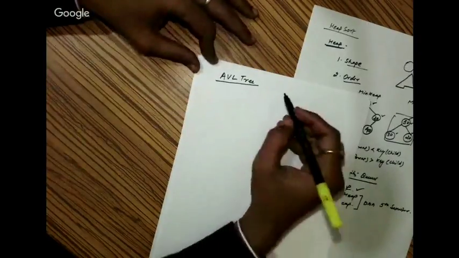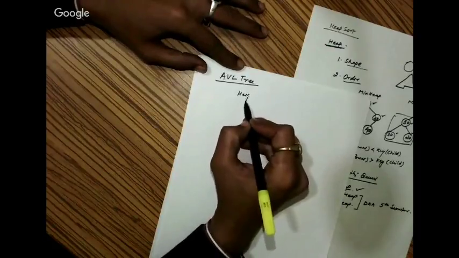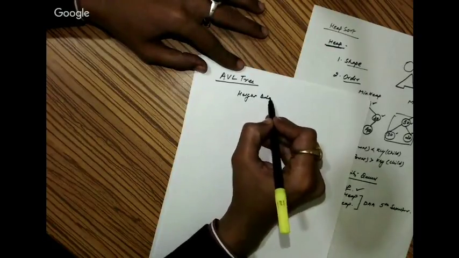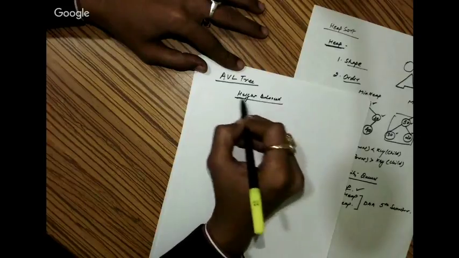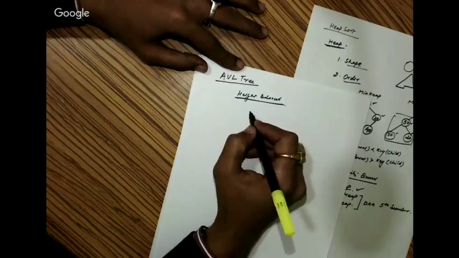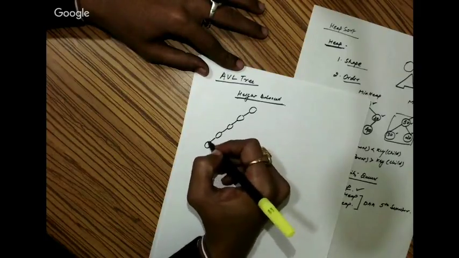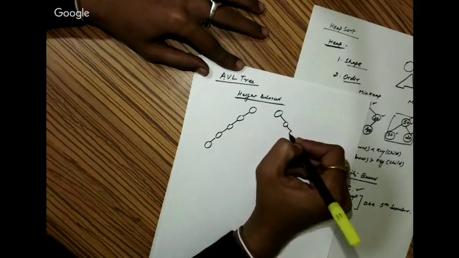So AVL trees are a kind of binary search tree which is height balanced. We are going from the binary search tree to the AVL tree just because my binary search tree can be skewed. Skewed maybe towards the left, maybe towards the right.